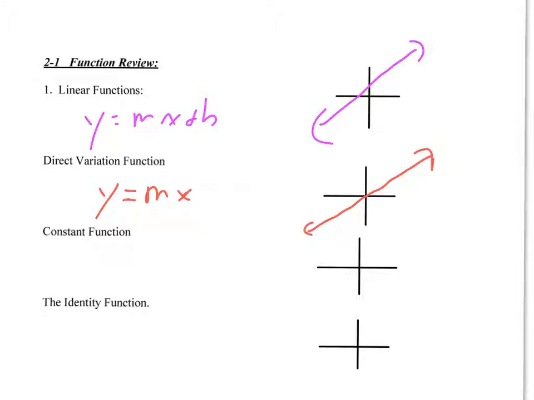We can talk about a constant function. That's where it's a linear function where the slope is 0. So y equals 0x plus b, or just y equals b. And it's going to look, of course, something like this.